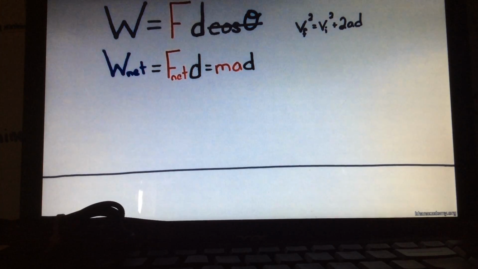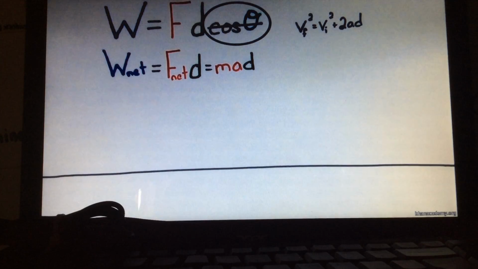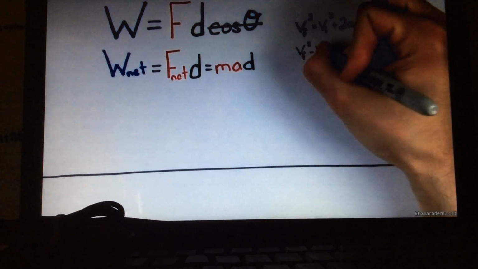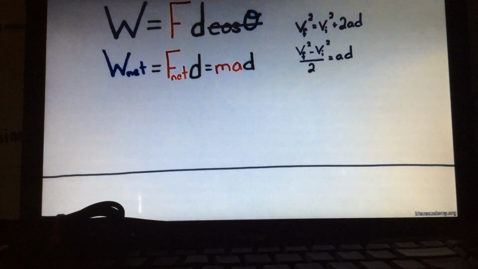Even though it seems like we're making a lot of assumptions here, getting rid of the cosine theta and assuming the forces are constant, none of those assumptions are actually required to derive the result we're going to attain. They just make this derivation a lot simpler. So looking at this kinematic formula, we see that it also has acceleration times displacement. So I'm just going to isolate the acceleration times the displacement on one side of the equation, and I get that A times D equals V final squared minus V initial squared divided by 2.